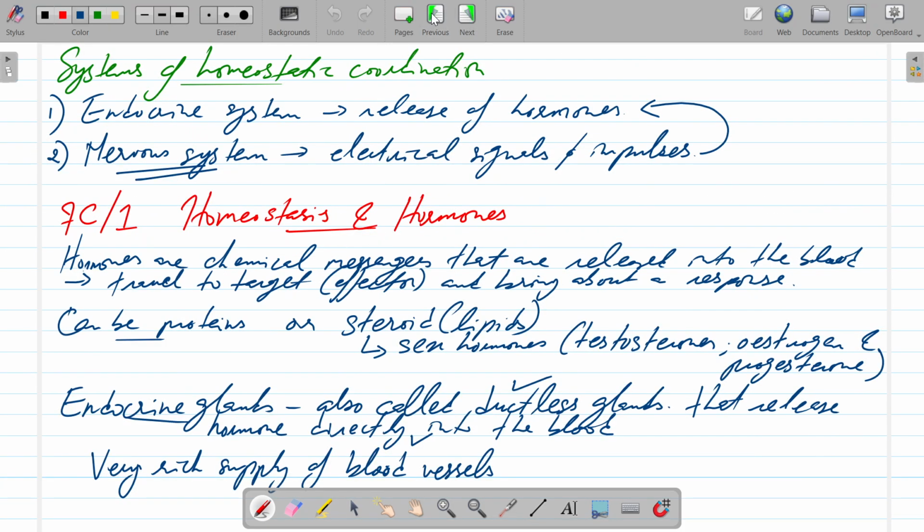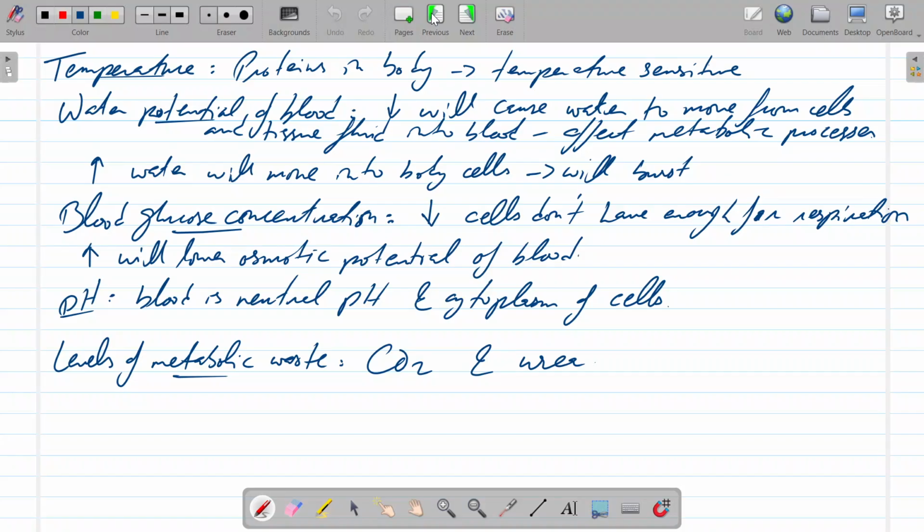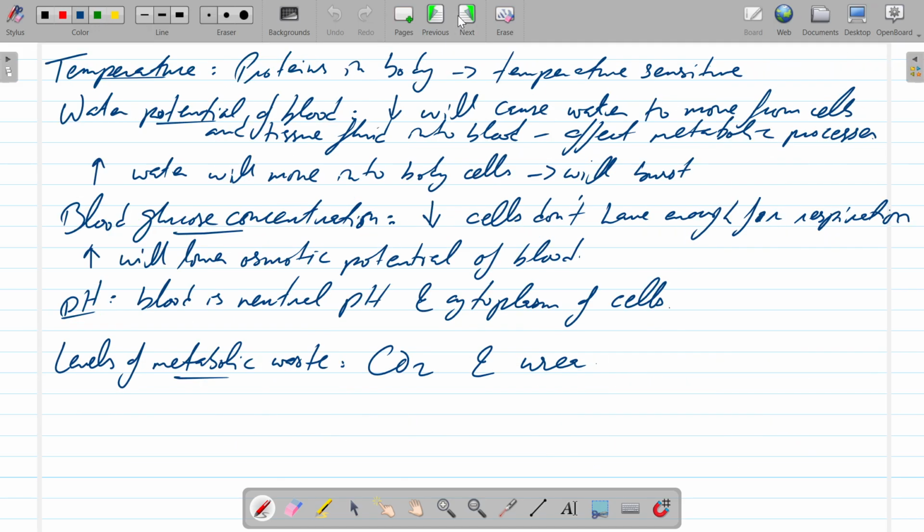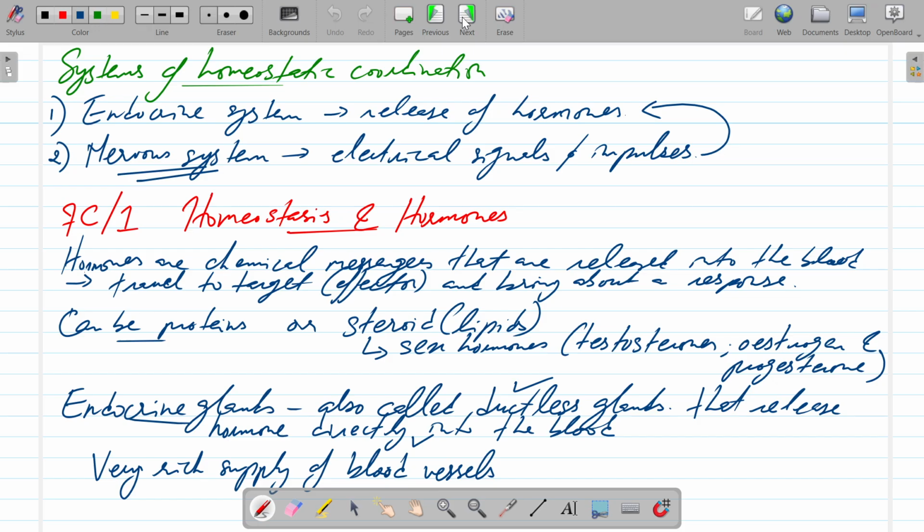So the last time we started talking about homeostasis and hormones. We talked about homeostasis in general, what homeostasis is and what it does and how it works. Some examples of where homeostasis is in action in the body to keep things stable, such as body temperature, blood glucose concentration, the water potential of the blood. Then we went on to talk about the systems that are involved in coordinating homeostatic responses, which are the endocrine system and the nervous system.